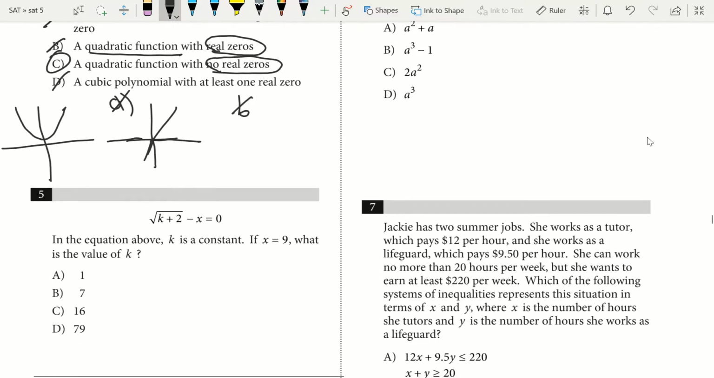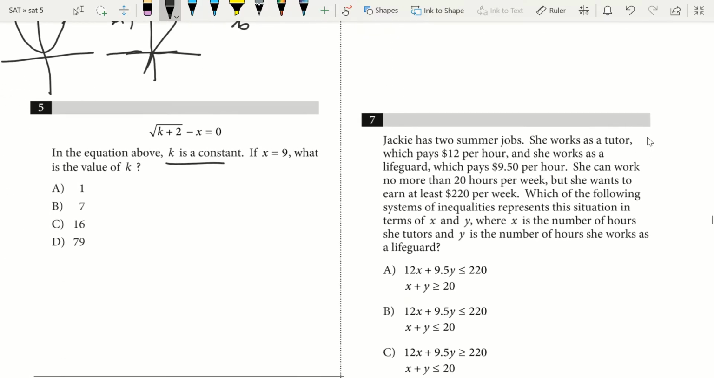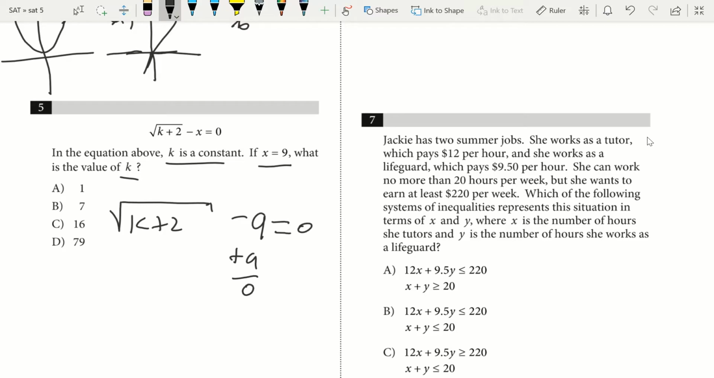Question 5. In the equation above, k is a constant. If x equals 9, what is the value of k? Alright, so we're going to have the square root of k plus 2 minus x, and we know x is 9, so we can go ahead and write minus 9 equals 0. So we're going to add 9 to each side, so that way we can square what we have under our square root. 0 plus 9 gives us 9. We have 9 equals the square root of k plus 2.